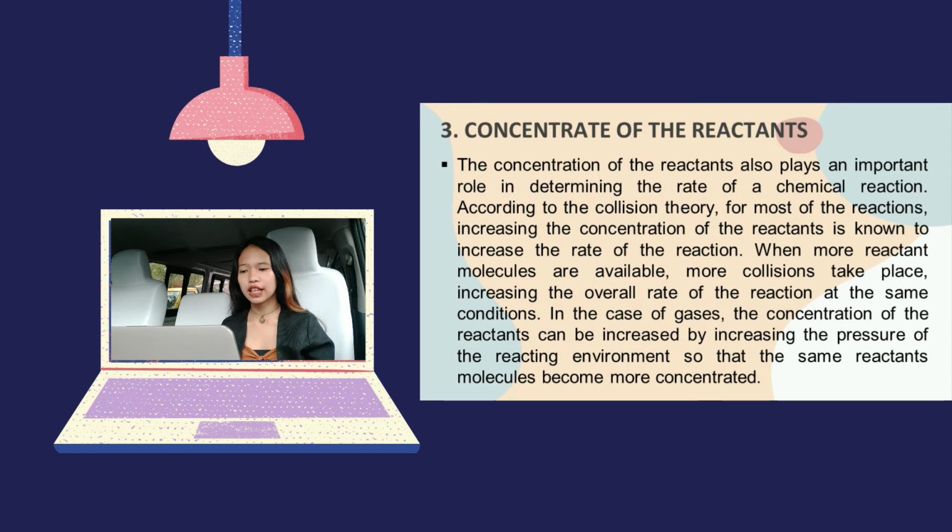Third, concentration of the reactants. The concentration of the reactants also plays an important role in determining the rate of a chemical reaction. According to the collision theory, for most of the reactions, increasing the concentration of the reactants is known to increase the rate of the reaction. When more reactant molecules are available, more collisions take place, increasing the overall rate of the reaction at the same conditions. In the case of gases, the concentration of the reactants can be increased by increasing the pressure of the reacting environment so that the same reactant molecules become more concentrated.